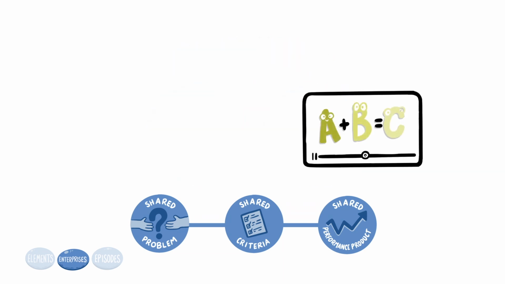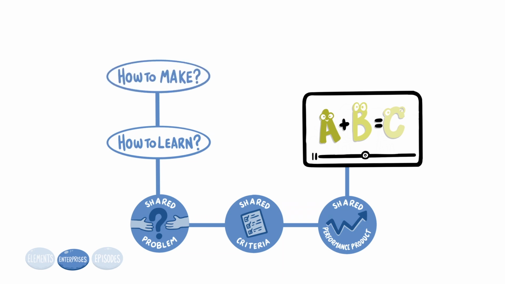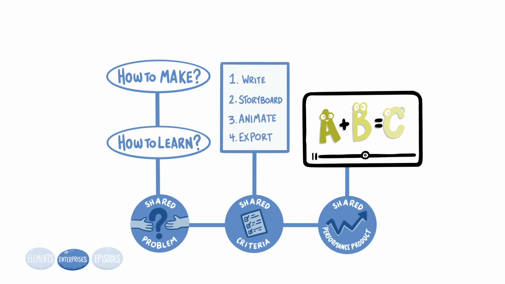Using the example of creating an online video on how to learn algebra for mathematics learners around the world, the shared performance product is the video on learning algebra. The shared problems include how to learn algebra and how to make a video. Then shared criteria will detail how this video on learning algebra is to be created.